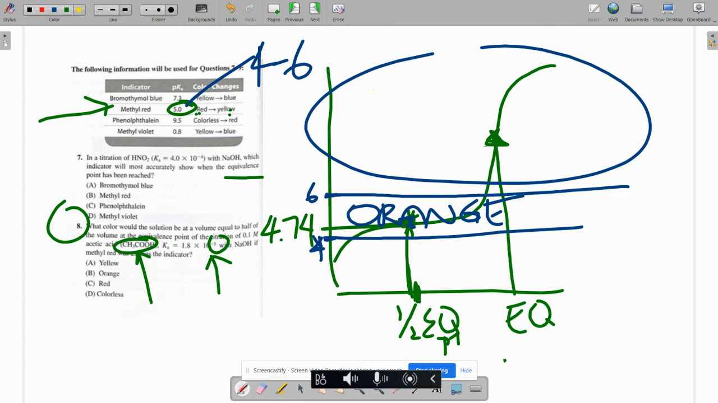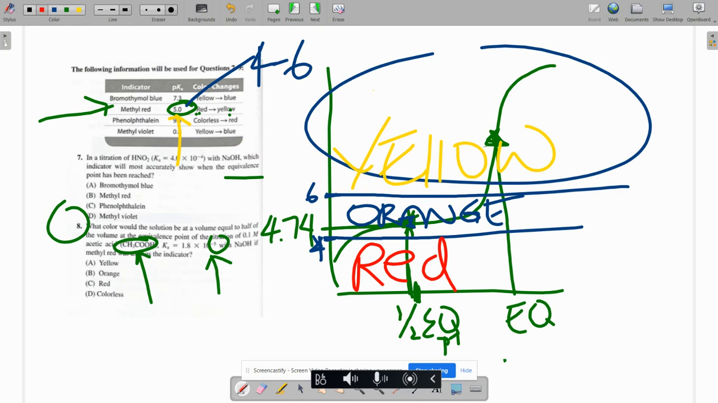So up here, any pH past like 6-ish, it's going to be yellow. And then, of course, if you're more acidic than the pKa, so if your pH is below 5, or below 4, because that's where the color change is taking place, then it's going to be red. So that's how the color change would work here. It would be red, then the color change would take place, and then yellow.